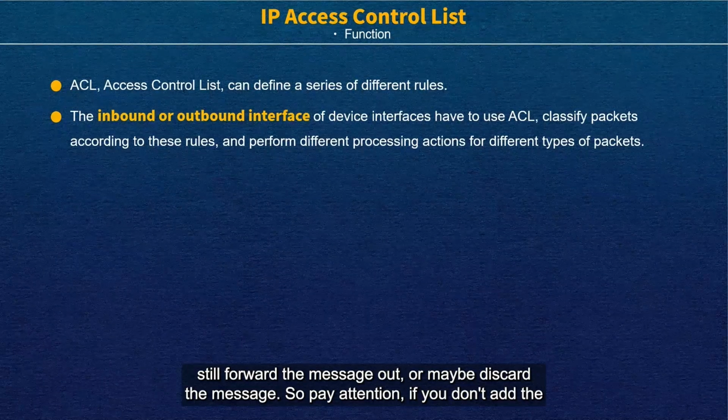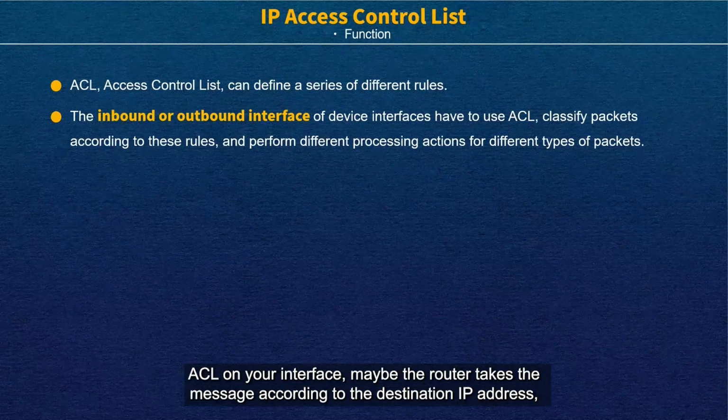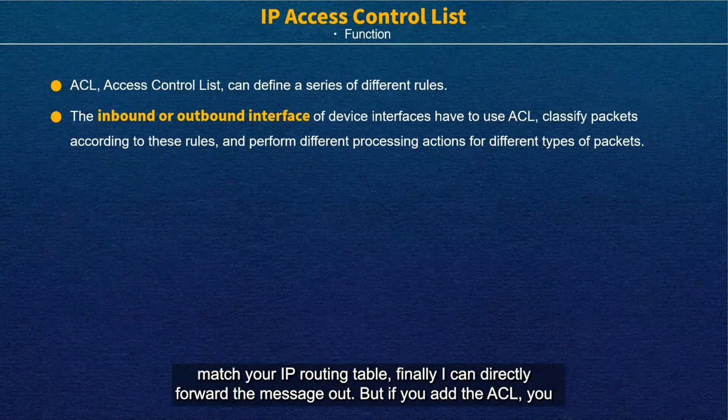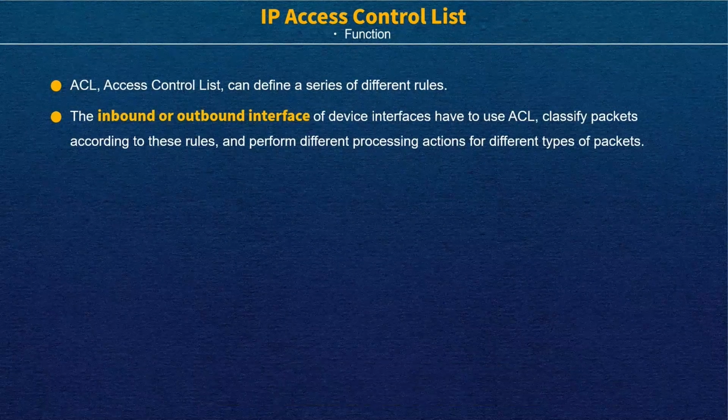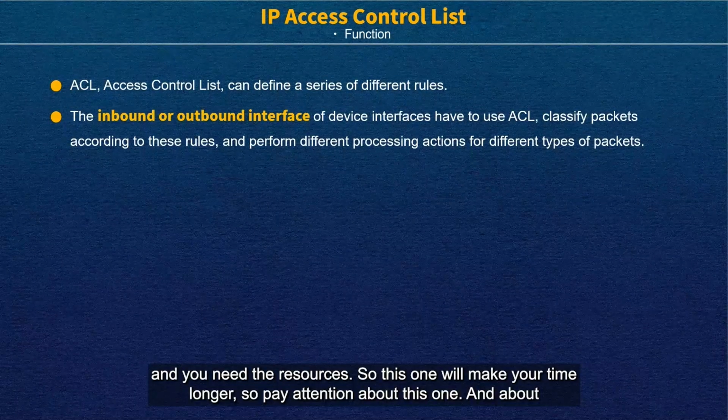So pay attention. If you don't add the ACL on your interface, the router takes the message, matches the destination IP address against your IP routing table, and finally directly forwards the message out. But if you add the ACL because you want to do some control, then in this step you need more time to check the policy, and you need resources. So this will increase your latency. Pay attention to this.